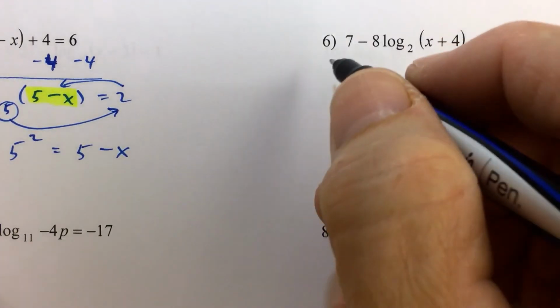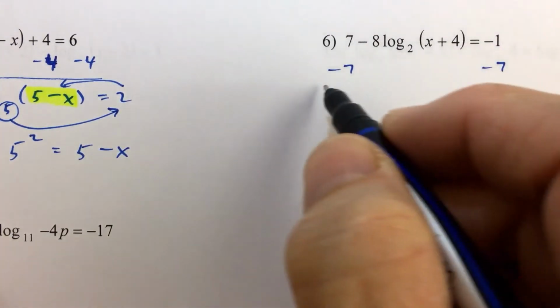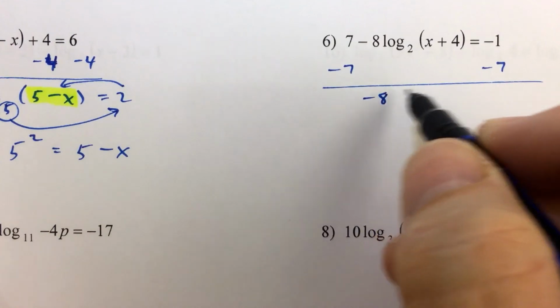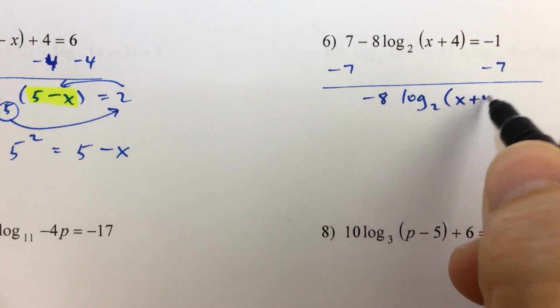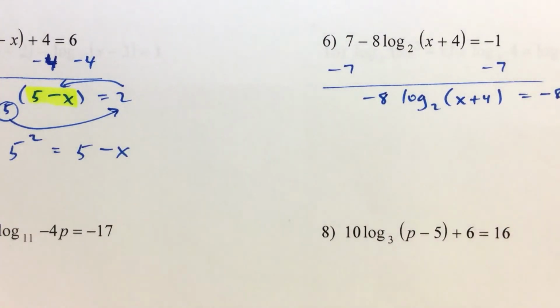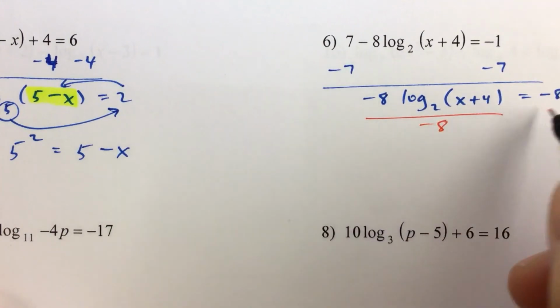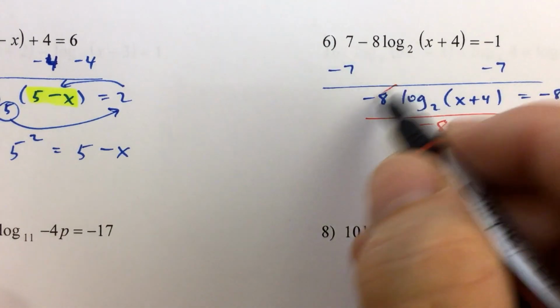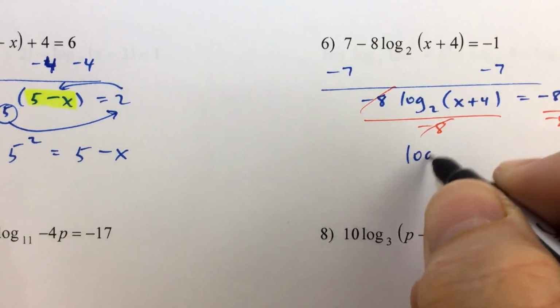Similar to the first 5, where we have to get the log by itself, we would subtract 7 from both sides. We'd get negative 8 multiplied by the log base 2 of x plus 4, and that's equal to negative 1 minus 7, which is negative 8. In this case, we haven't really seen this before. We have a number out in front of the log, so we're going to go ahead and divide both sides by that number. And when we divide both sides by the negative 8, we get the log expression by itself.